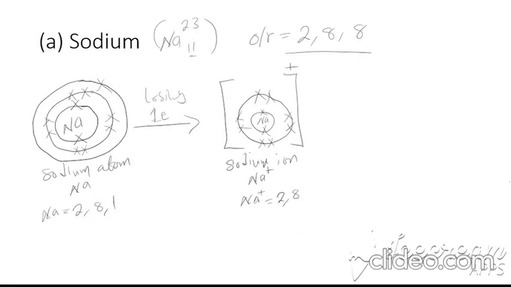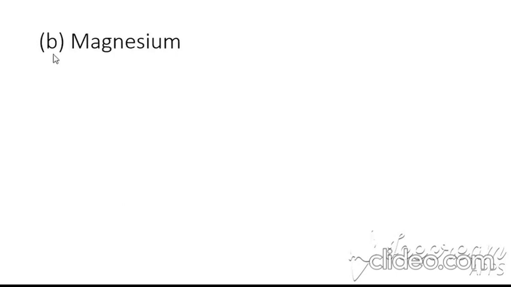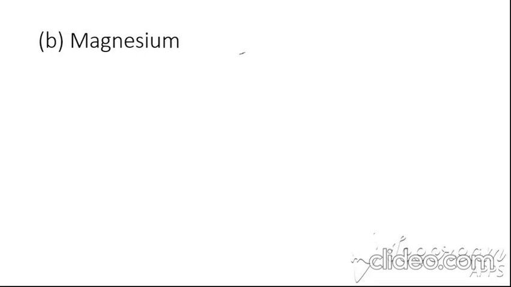So I'm sure for this one it's clear. So let's do magnesium now. We're going to do the same thing for magnesium. So let's start with the symbol. The symbol for magnesium is what? Mg. The mass number is what? 24, while the atomic number is what? 12. So you need to be familiar with what? The periodic table.